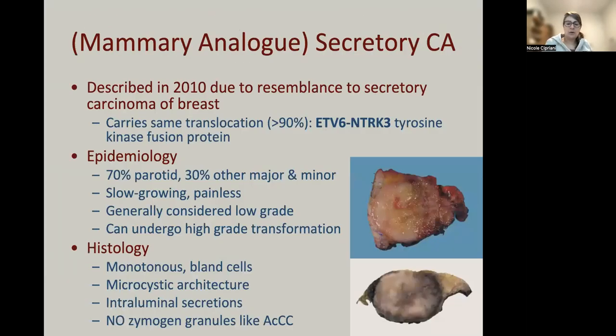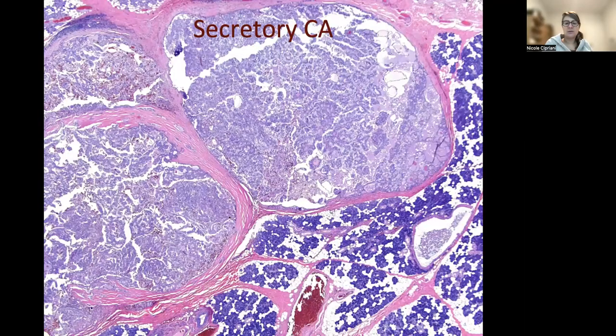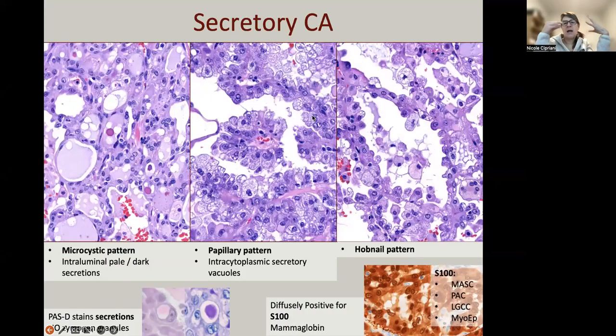All right, secretory carcinoma is the next one that was described, what are we now, 13-ish years ago, due to its resemblance to the similar carcinoma in the breast and its identical gene fusion, which is ETV6 and NTRK3. These are generally considered low-grade, but can also undergo high-grade transformation. They tend to have very heterogeneous architecture, cystic, microcystic, papillary, but the common thing is they all produce some kind of secretory material. So it's usually pale and watery and present within the lumen of these microcysts. It can even be vacuoles located within the cytoplasm of the cells.